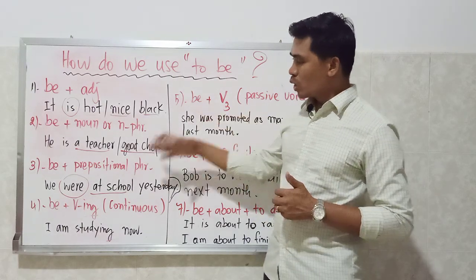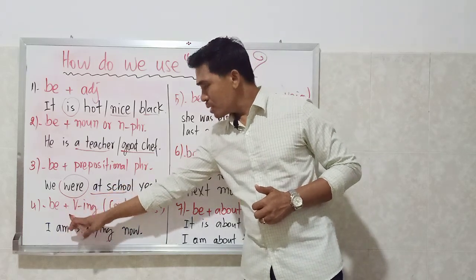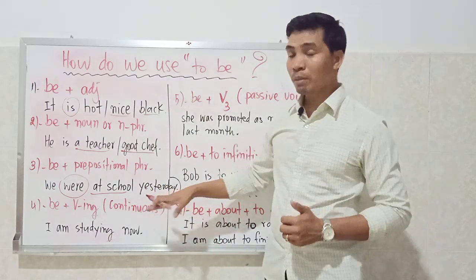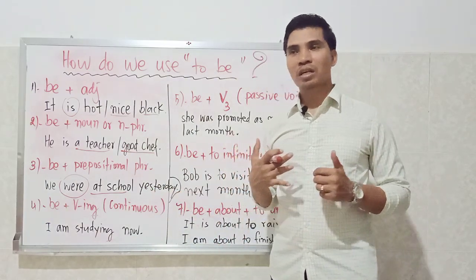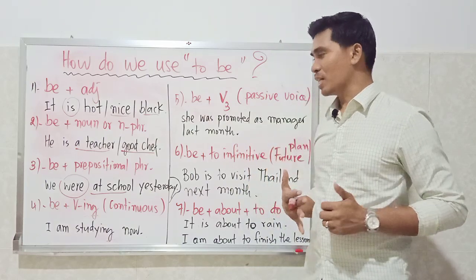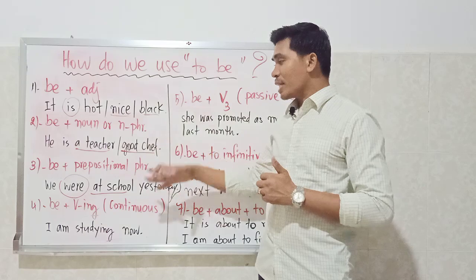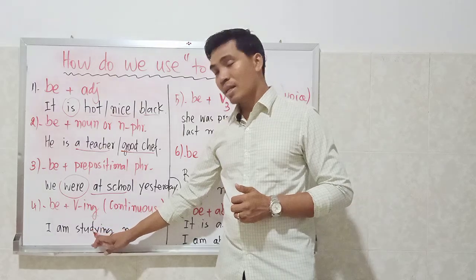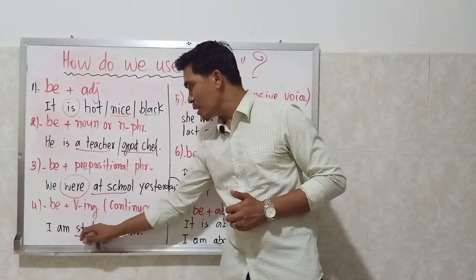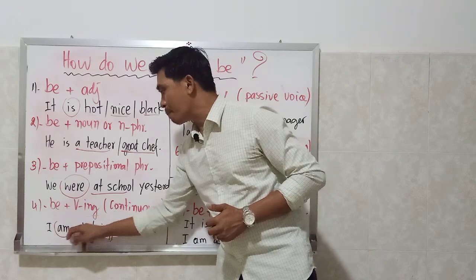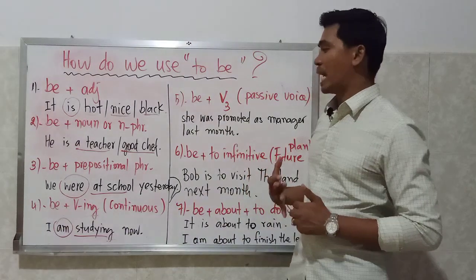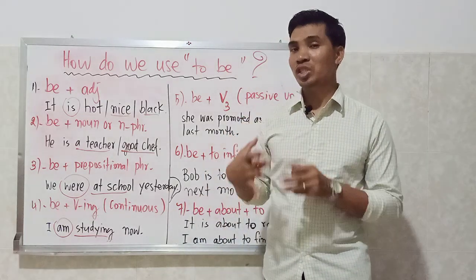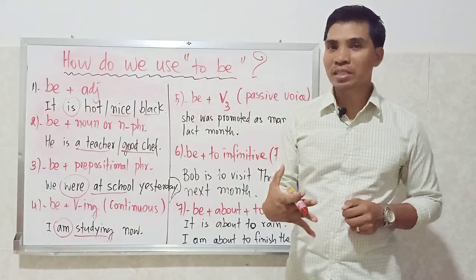Okay, rule number 4, be plus verb ing, or you can say be plus verb with. So that is called continuous form. Okay, continuous form. Look at example here. I am studying now. So studying is verb ing, okay, and we use with verb to be am. So I am studying now. So in this case, when verb to be used with verb ing, you call it continuous form.